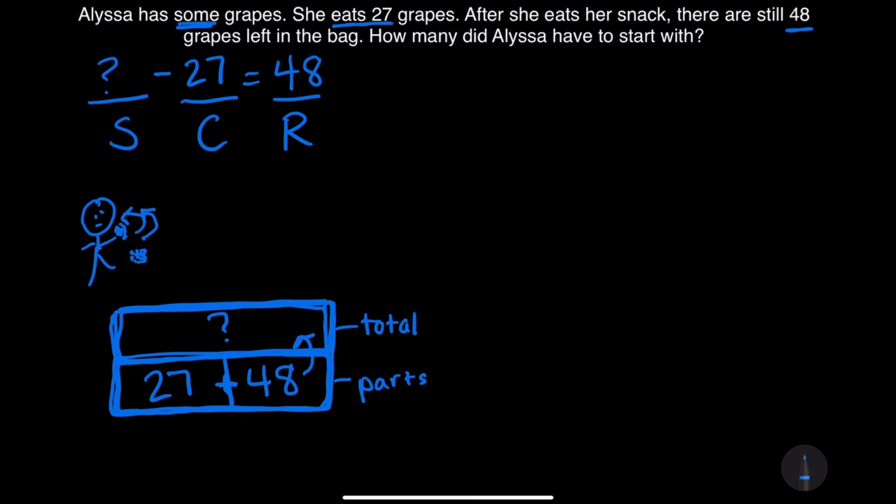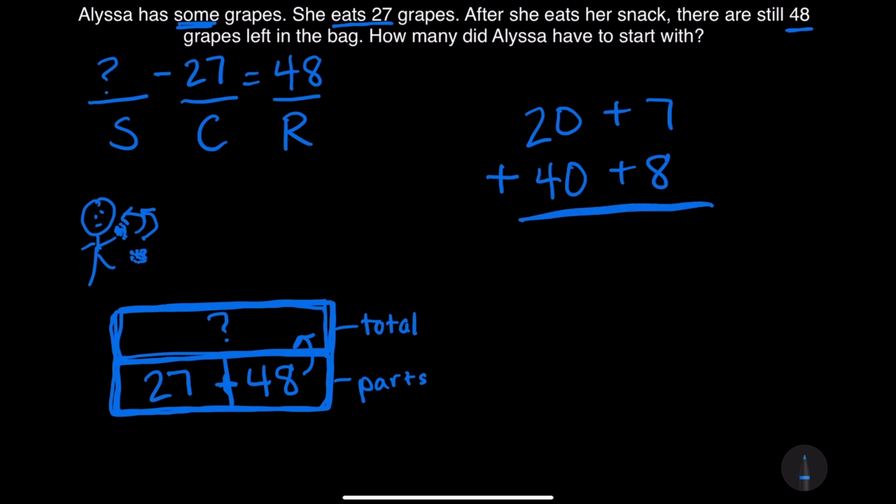So I'm going to do this using expanded form. You can do it with me. 27 is 20 plus 7. And I'm going to add 27 to 48. 48 is 40 plus 8. Okay? And now I'm going to start adding in the ones place over here. This is the ones place.